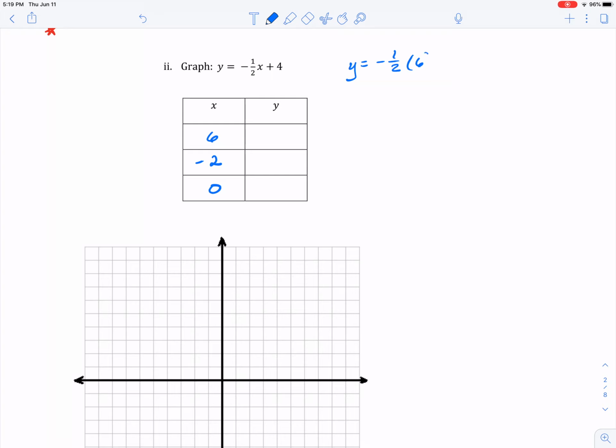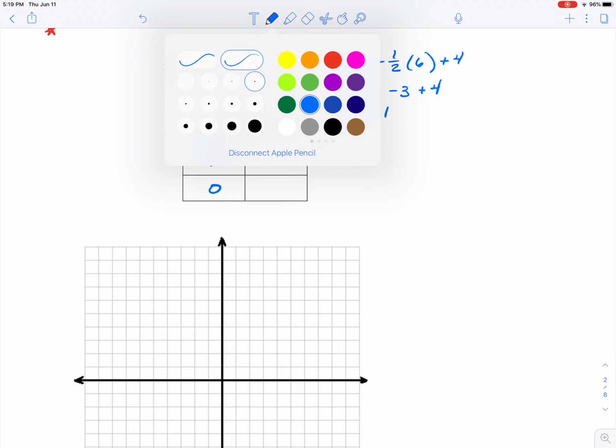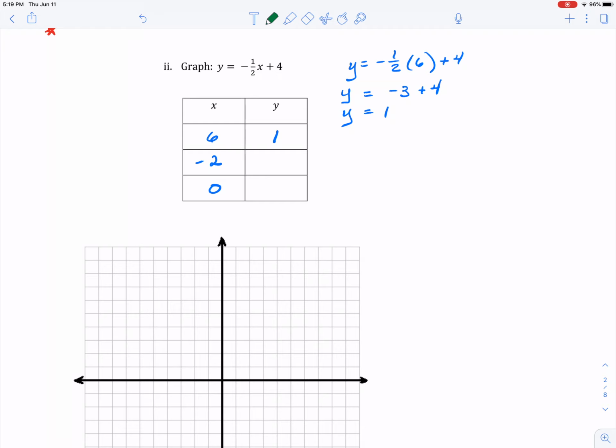So first time through, I'll let x be 6. -1/2 times 6 is -3, and negative 3 plus 4 is 1. So there's my first point. All right, second time through, negative 1/2 times negative 2, that's my x value now. So I'm just recopying the equation and replacing the x value with whatever I have in my chart.